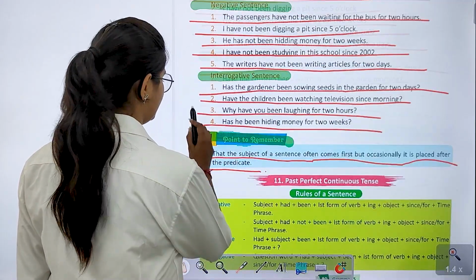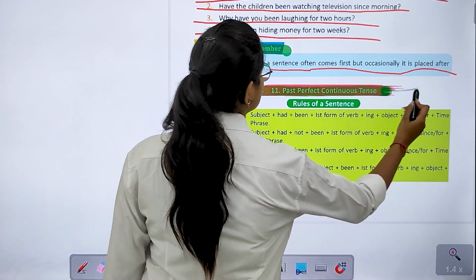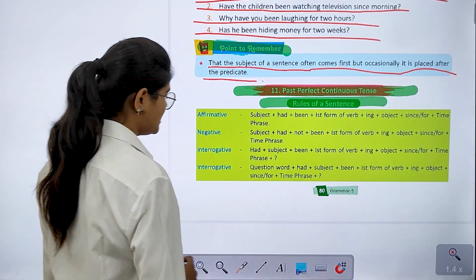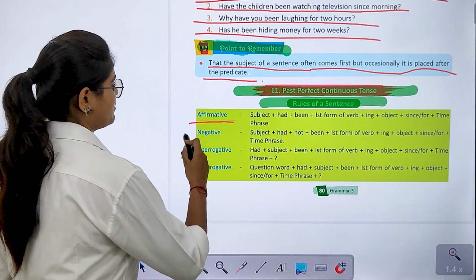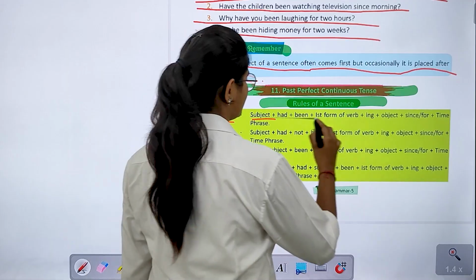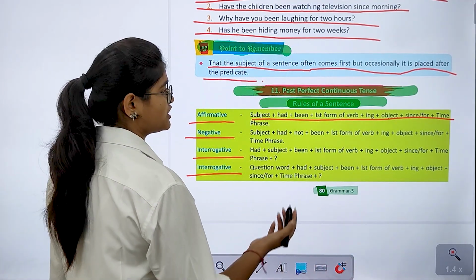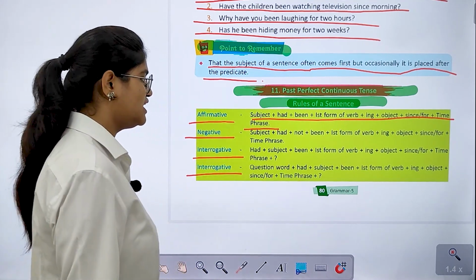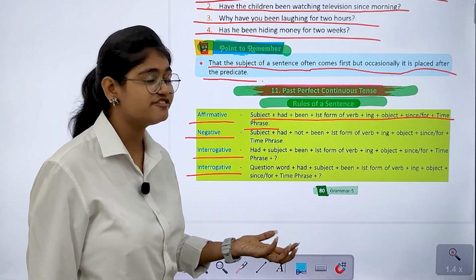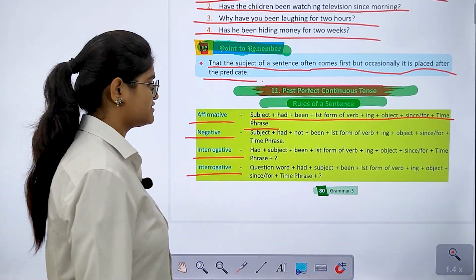Right? Now let's move ahead with the next tense, that is past perfect continuous tense, and we have been given the rules of a sentence as given earlier, which are affirmative, negative, and interrogative. So subject plus had plus been plus first form of the verb plus ing plus object plus since or for plus time phrase. This is the same as the above one, just because it is past perfect, that is why we have added had been to the sentence.